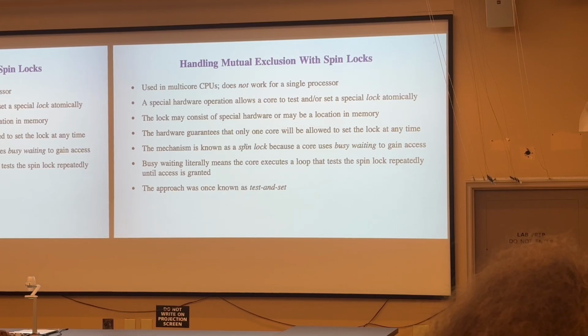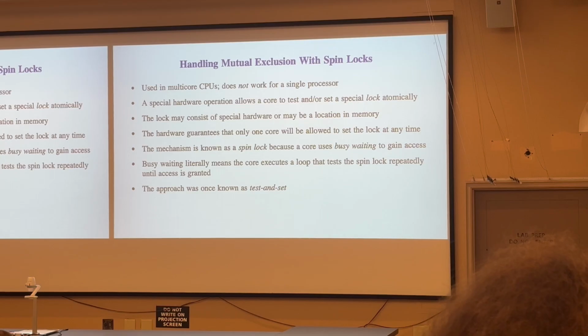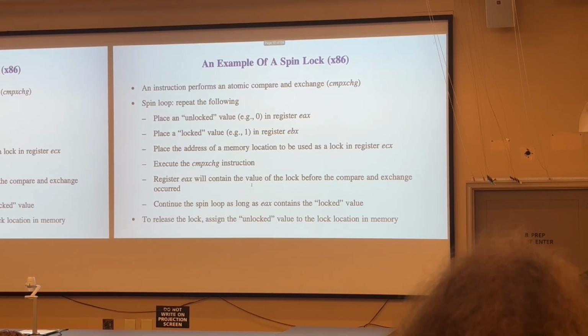The mechanism is known as a spin lock because one core uses busy waiting to gain access. Busy waiting literally means that the core executes a loop that tests the spin lock repeatedly until access is granted. This approach is known as test and set. So there's often this test and set spin lock.